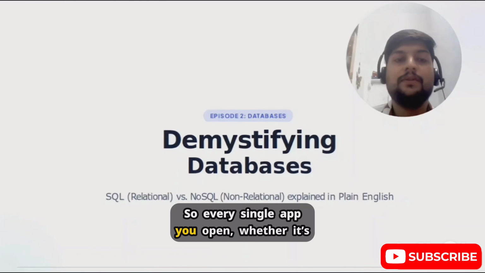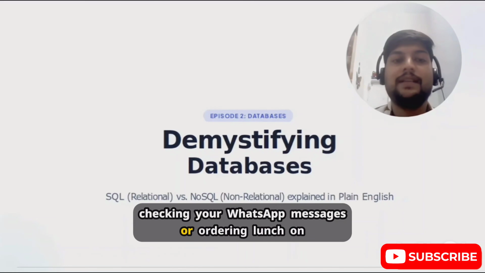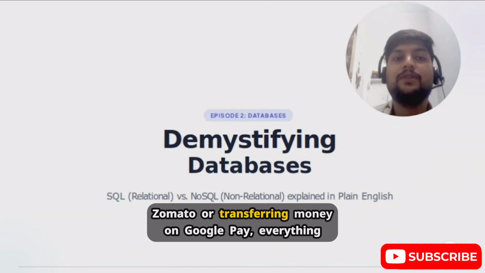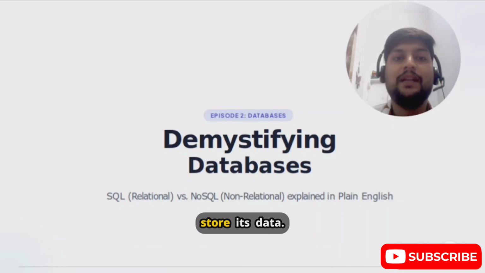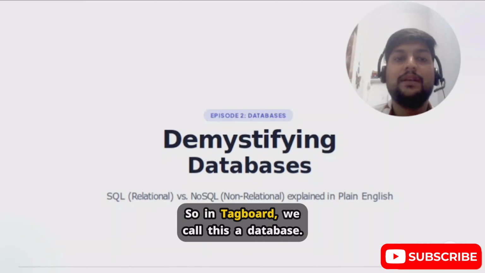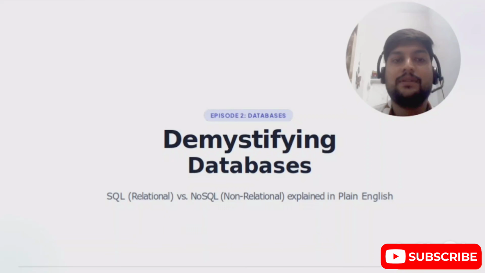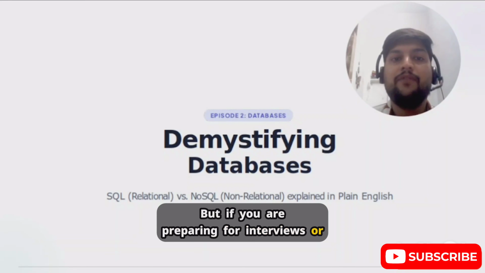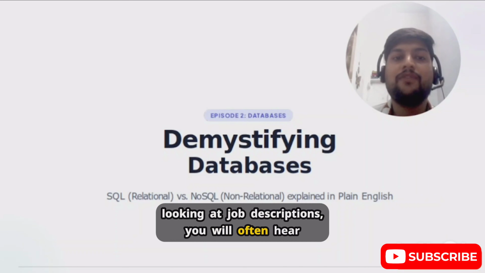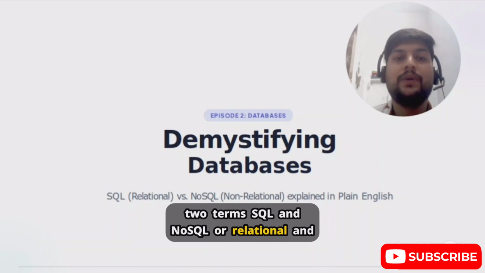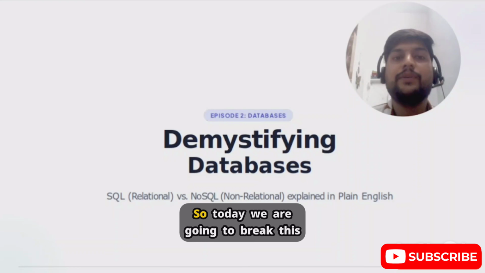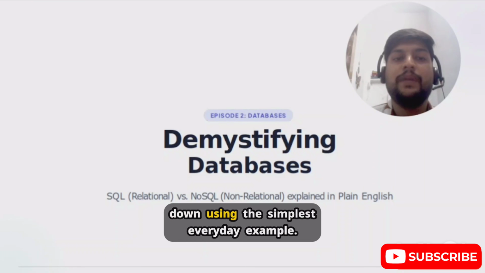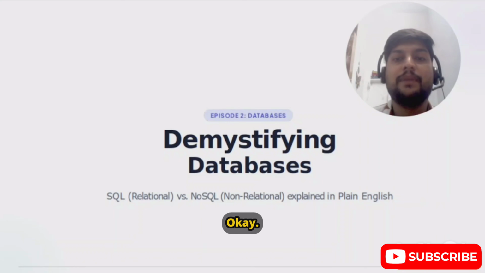So every single app you open, whether it's checking your WhatsApp messages, ordering lunch on Zomato, or transferring money on Google Pay, everything needs a safe, secure, and lightning fast place to store its data, right? In tech, we call this a database. But if you are preparing for interviews or looking at job descriptions, you will often hear two terms, SQL and NoSQL, or relational and non-relational databases. So why do we have two types? Which one is better? And how do you choose? Today we are going to break this down using the simplest everyday example. Okay, so let's dive in.